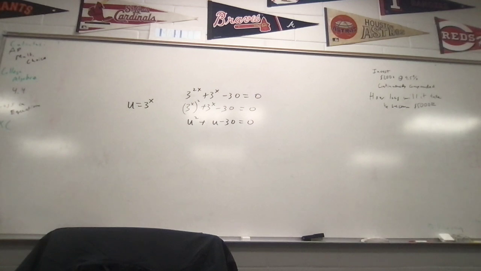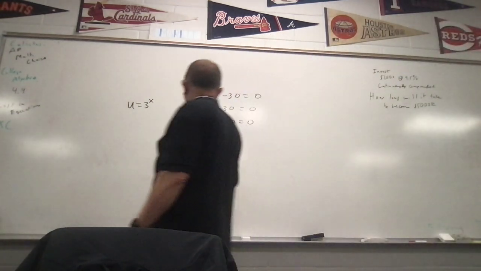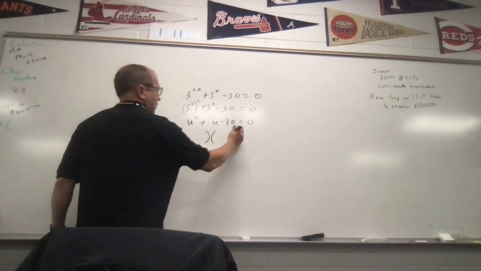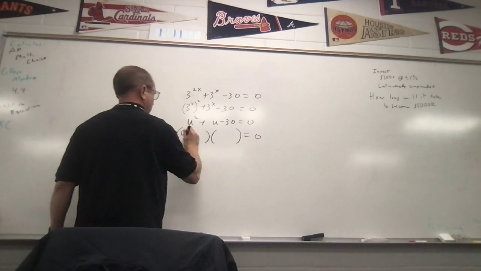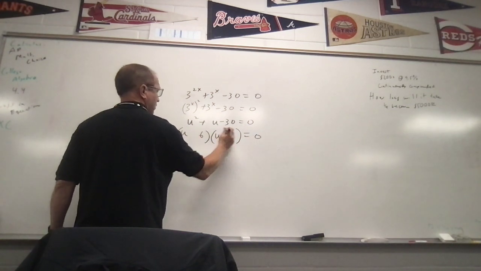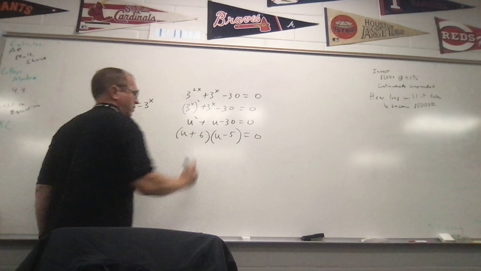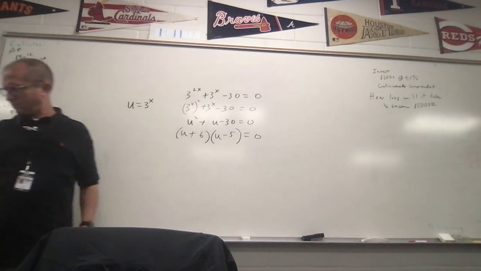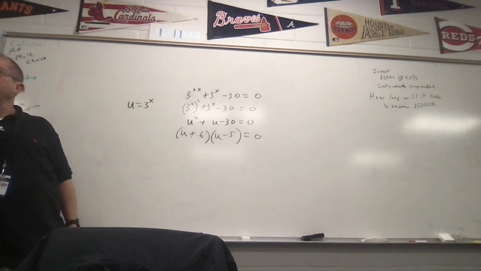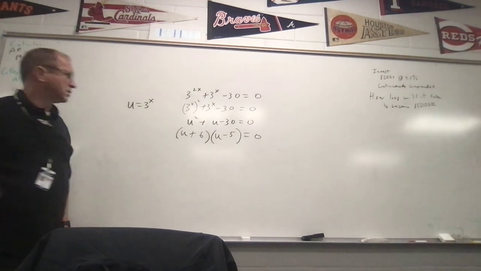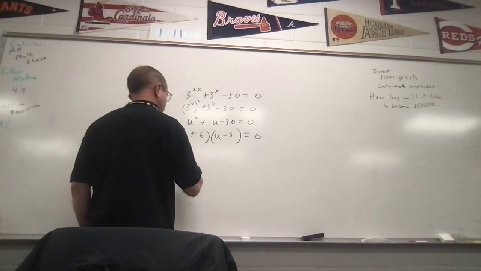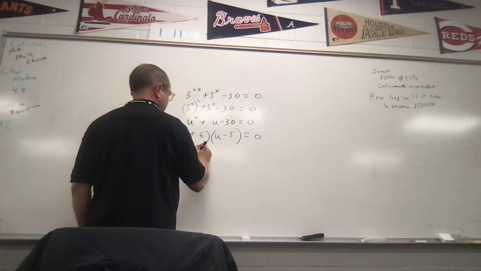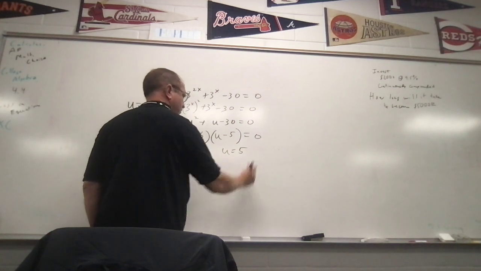Correct. So now I factor it. How does u squared plus u minus 30 factor out? u minus 5 and u plus 6. Very good. Everybody okay with this? So, u equals negative 6 and u equals 5.